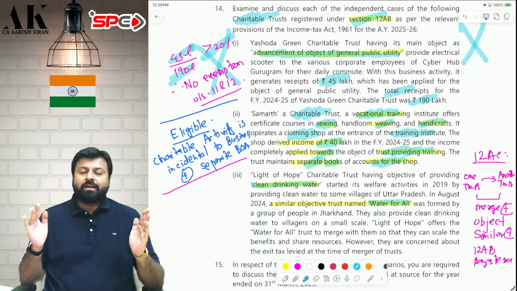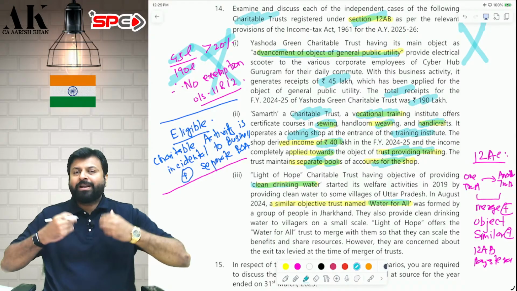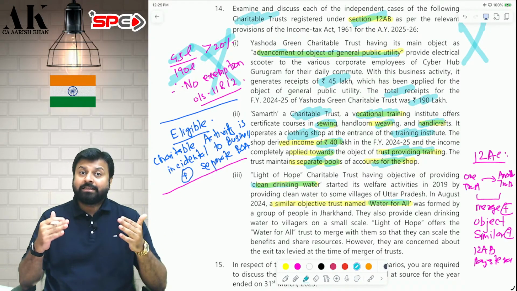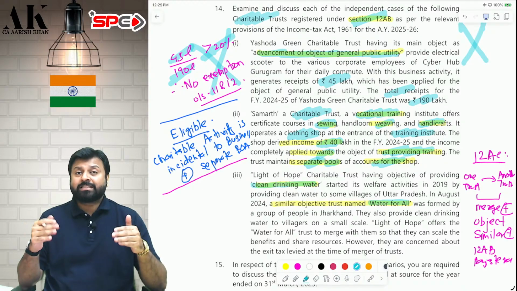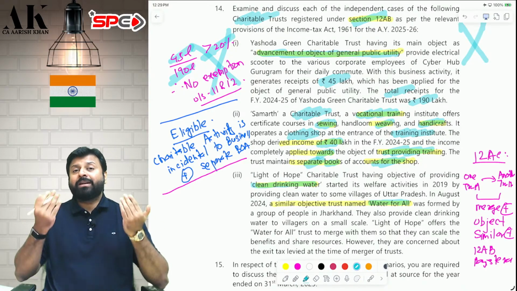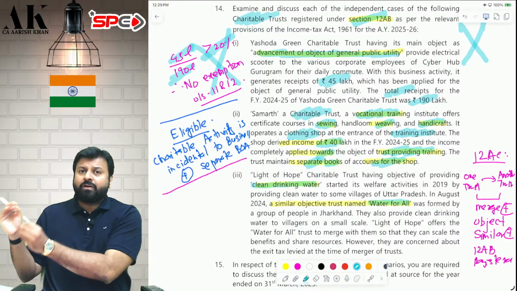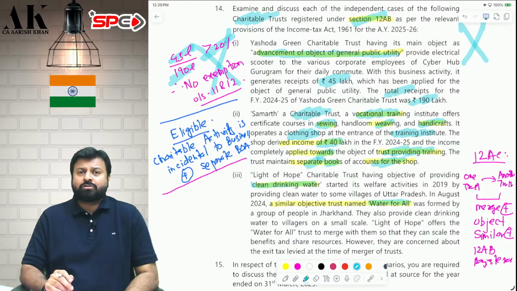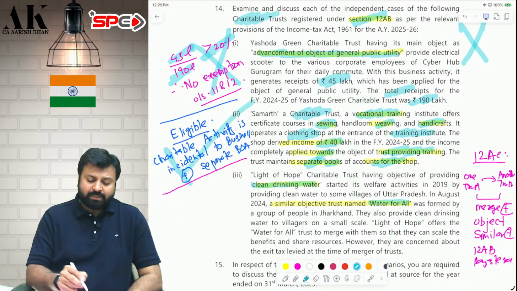So there are two things which the trust is doing. One, trust is providing training to the students. Another, trust also has a shop from which they are selling clothes and they are earning money. Whatever money they are earning from selling the clothes, they are using for the purpose of training. They are maintaining separate books of accounts also. Can they claim exemption? The answer is yes.